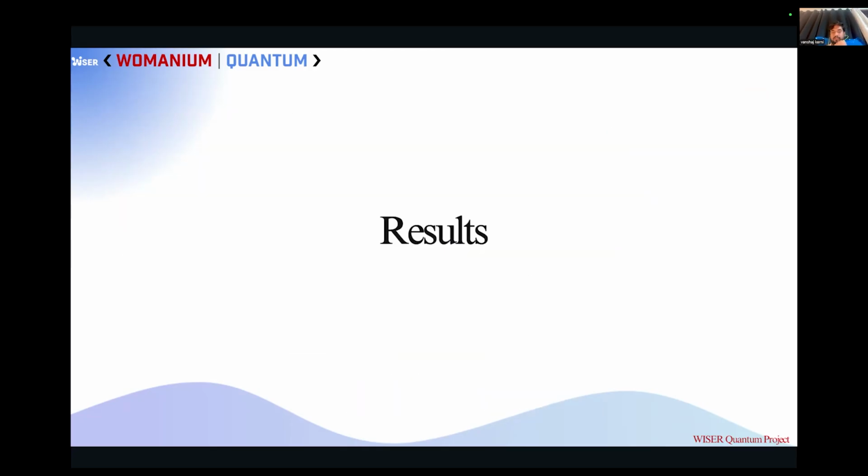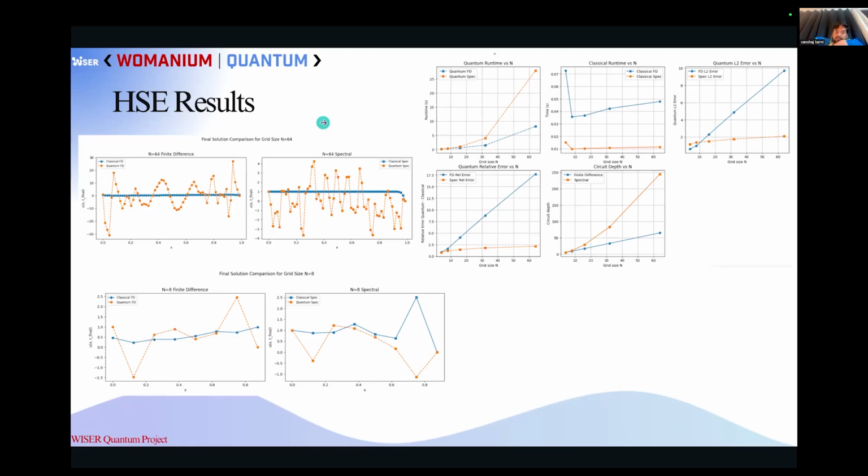Coming to the results now, these are the HSE results for the grid size of 64, the grid size of 8, and an overall graph for grid size, the runtime, the L2 error, the relative quantum and classical error, and the circuit depth. We looked into it closely and saw that, since we implemented finite difference and spectral methods, the finite difference performed a bit better in circuit depth, but for runtime, the spectral goes a bit better than the finite difference approach.